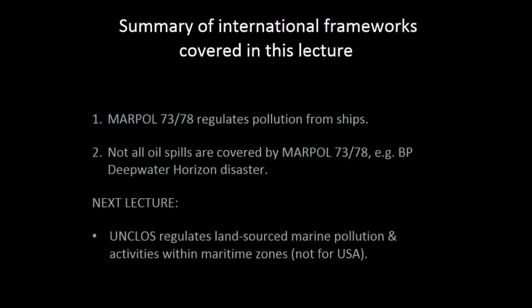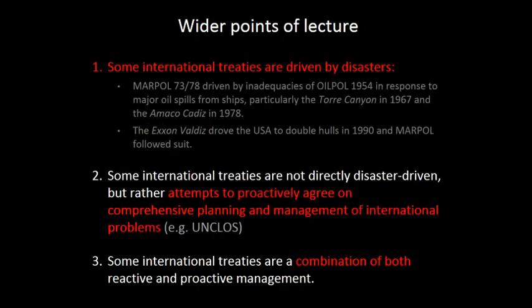So just to summarise, MARPOL 73/78 regulates pollution from ships and a range of other related conventions for dumping and that sort of stuff. Not all oil spills are covered by MARPOL. The Deepwater Horizon, as I mentioned, wasn't a ship, so it wasn't covered by it. In the next lecture, we'll look at UNCLOS, which also deals with marine pollution, and under it you could cover things like the Deepwater Horizon, even though it's not a ship. So there's a number of overlapping international treaties that deal with these issues, depending on their source.